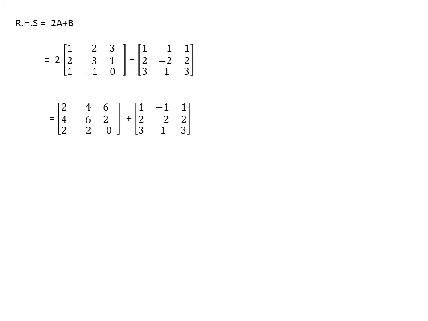And this matrix is added to the second matrix which has the elements 1, minus 1, 1, 2, minus 2, 2, 3, 1, 3. Here again, the corresponding elements of both these matrices are added, which will give us the elements 3, 3, 7, 6, 4, 4 and 5, minus 1, 3. Now you can see that left hand side equals right hand side, and this is our required proof.